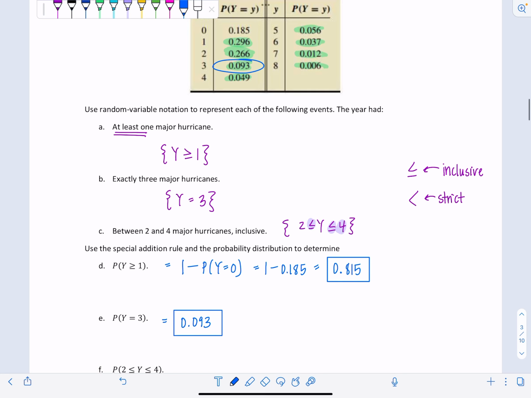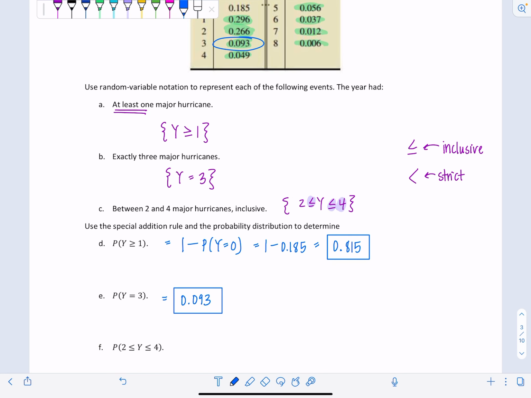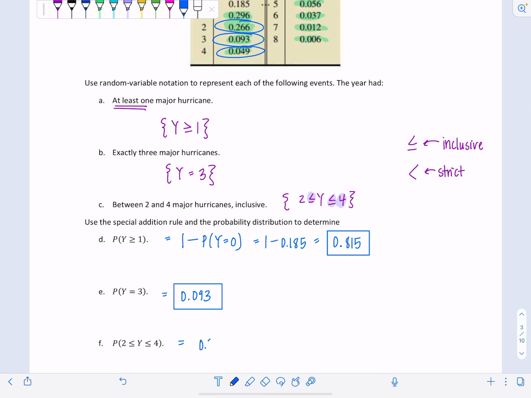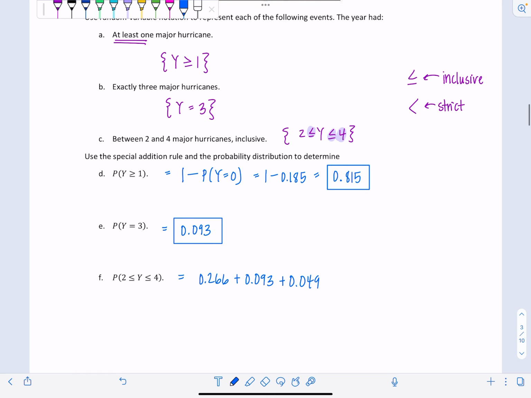And then the last part wants the probability between 2 and 4 inclusive. So that would be the sum of the probabilities for y equals 2 plus 3 plus 4, because we're including 2 and 4. So this would equal 0.266 plus 0.093 plus 0.049. Then you can add those all up in your calculator. You should get 0.408. All right, good. So that concludes 5.1.